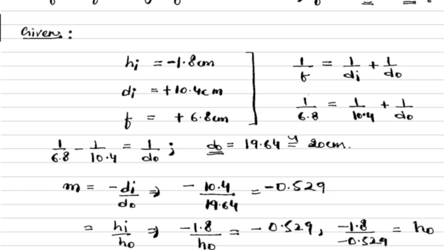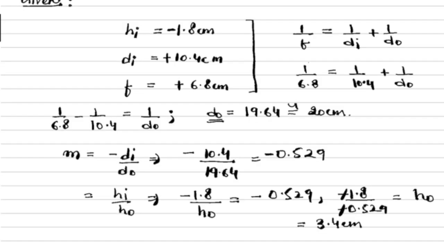3.4. It'll be positive. Why? Because this negative sign will cancel out, right? So that's why our answer will be 3.4 centimeters. So this is the answer which they are asking for.